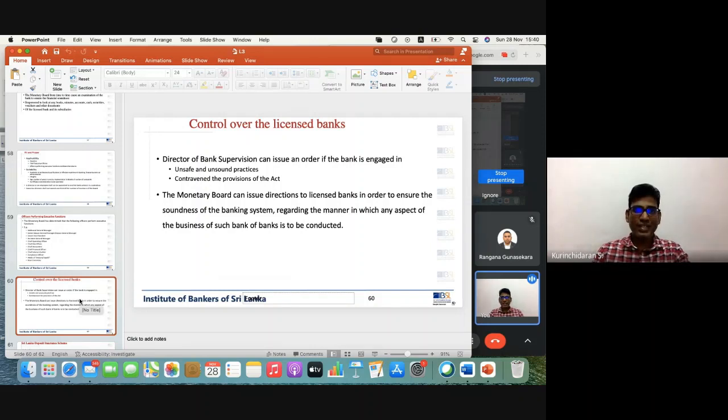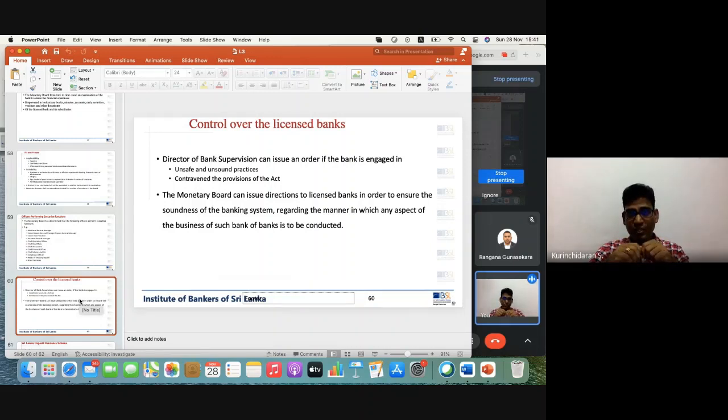And then control over the licensed bank. The director of bank supervision can issue an order if the bank is engaged in unsafe and unsound practices and contravenes the provisions of the act, right? The monetary board can issue directions to a licensed bank in order to ensure the soundness of the banking system regarding the manner in which any aspect of the business of such bank is to be conducted. So it's kind of unlimited, or I can't say unlimited, but maximum power is given to the monetary board. They can issue direction if they think so, right?